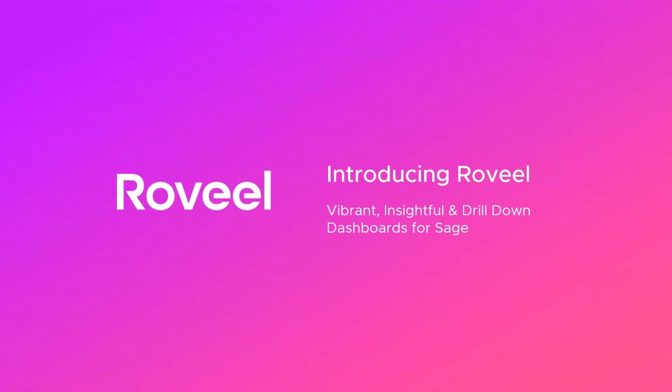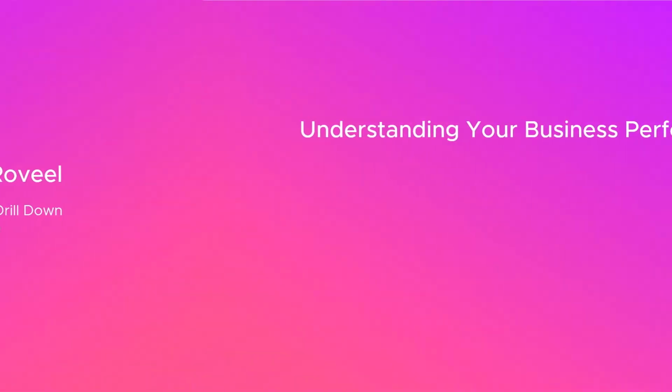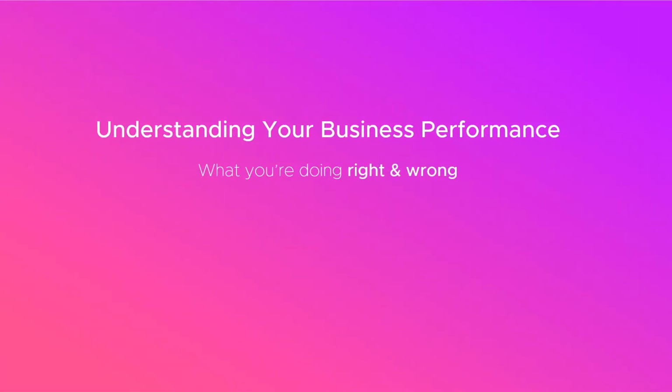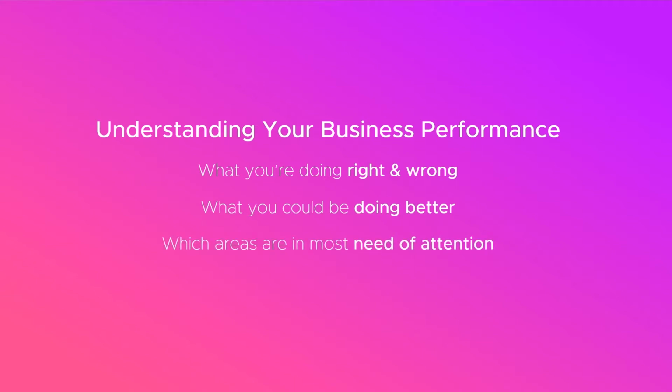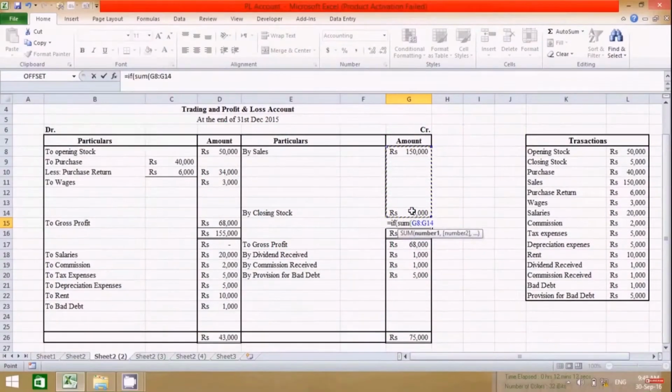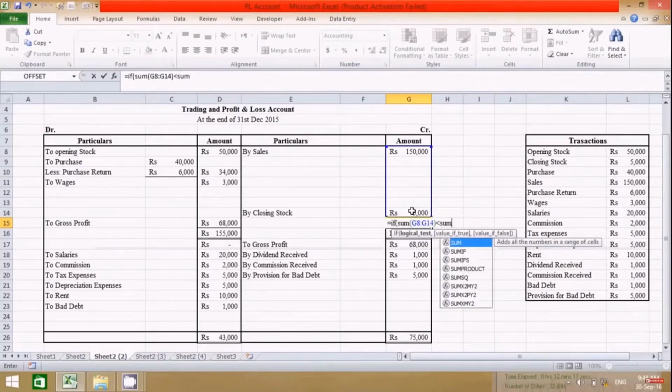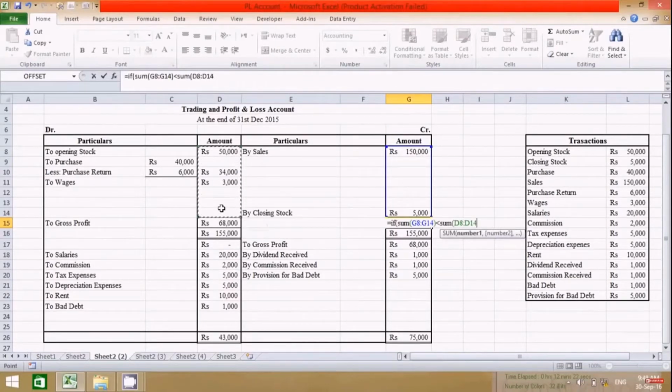Understanding your business performance is one of the most important aspects of running a successful business, such as observing what you're doing right and wrong, what you could be doing better, and which areas are in most need of attention. This is often something that businesses struggle to get right. That's because the process of reporting on day-to-day performance can be time-consuming, error-prone, and sometimes expensive. No one wants to spend their time compiling and managing data. It needs to add real value in one easily accessible place.